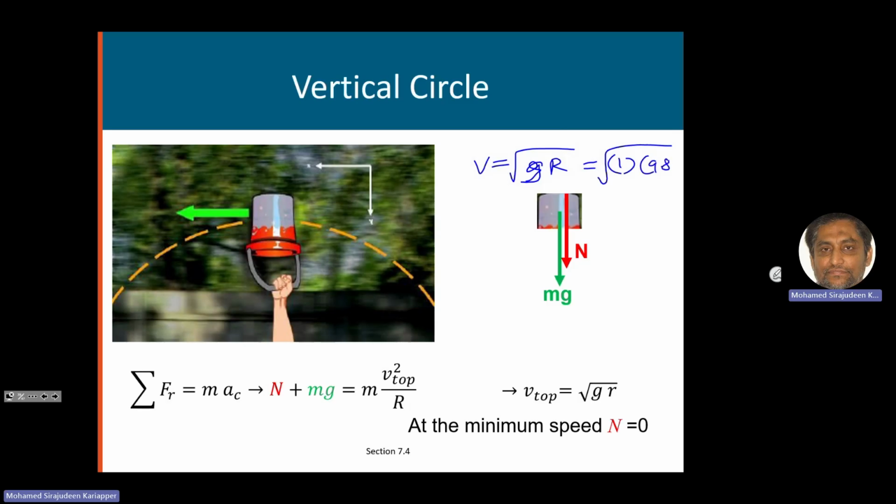g is 9.8. So somebody tell me how much it is? 3.1 something. Okay. The square root gives 3.1 meters per second. When you say meters per second, you don't have an idea how fast it is. But if I give it in kilometers per hour, you will know. So convert to kilometers per hour by multiplying by 3.6. It is something like 11 kilometers per hour. Multiplying by 3.6 turns meters per second into kilometers per hour. It's not a big speed, right? It's like driving a car at 11 kilometers per hour. It's a very small speed.